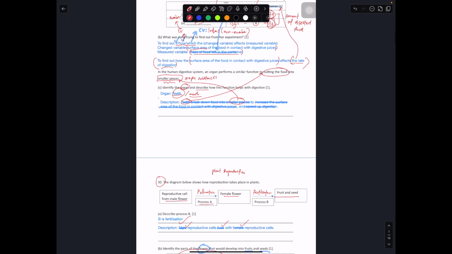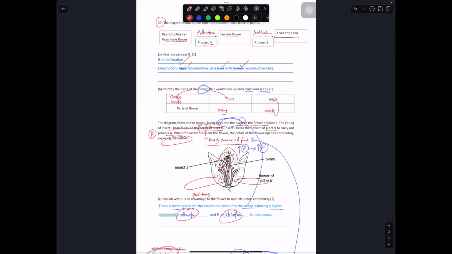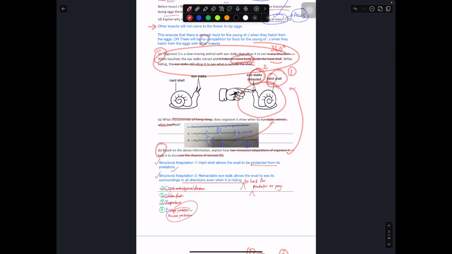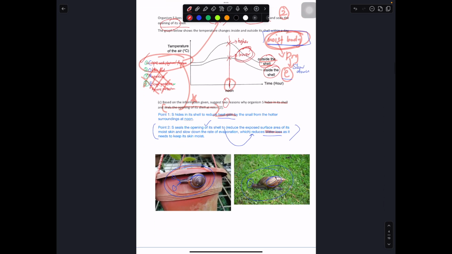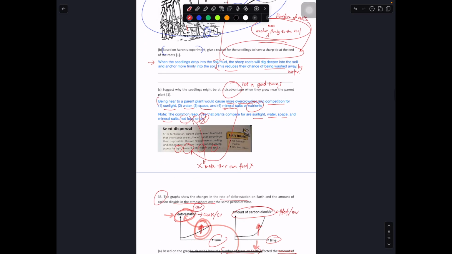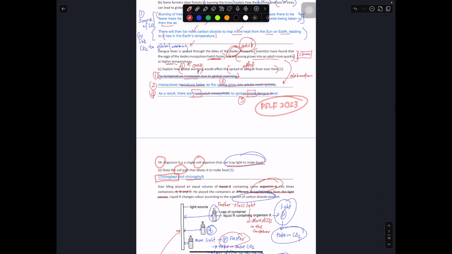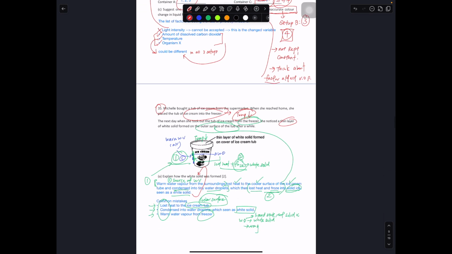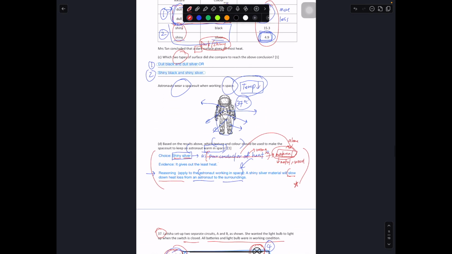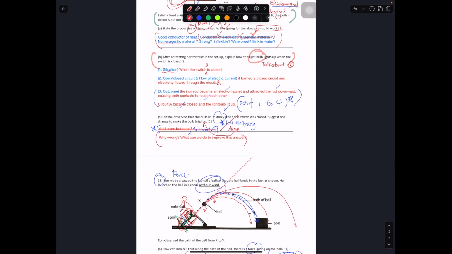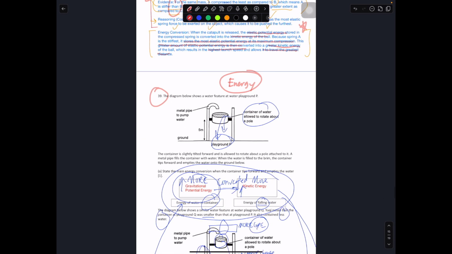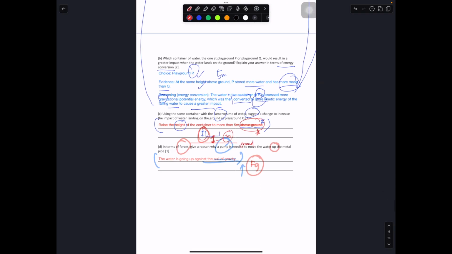Question 29, 30, 31, 32, 33, 34, 35, 36, 37, 38, 39, 40.